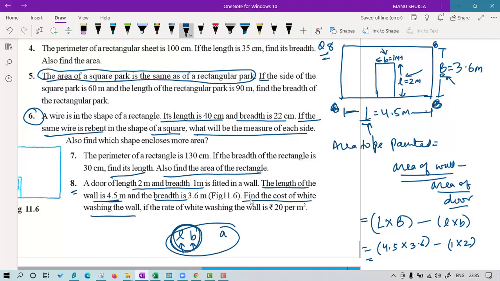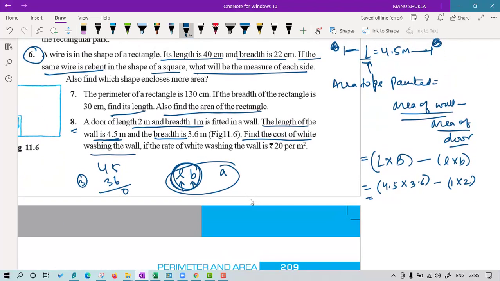45 into 36. 6 5s are 30, and 24 plus 3, 27, 3 5s are 15. Then it gives you 3 4s are 12 plus 1, 13. This is the rough portion that I am doing. 1620. So 1620 with the decimal after 2, so we will place it over here, minus 2. So 16.20 minus 2 will give you 14.2 meter square. So this much area we have to paint.